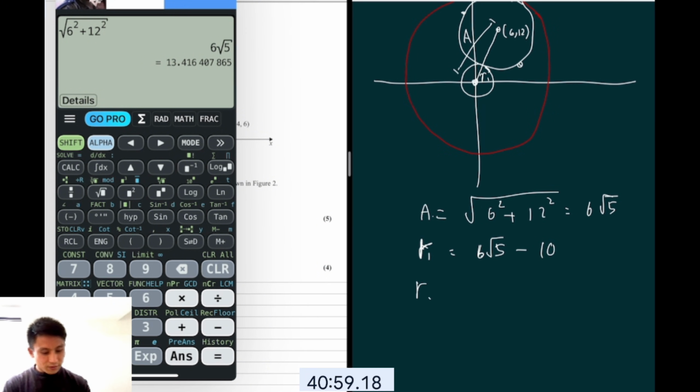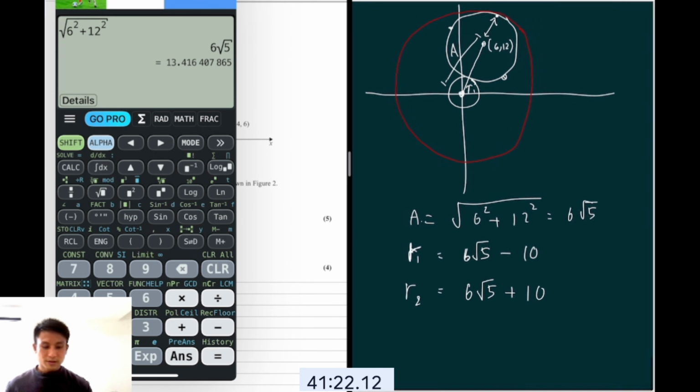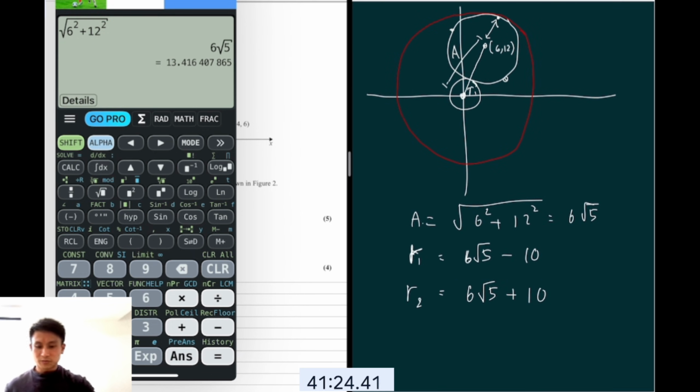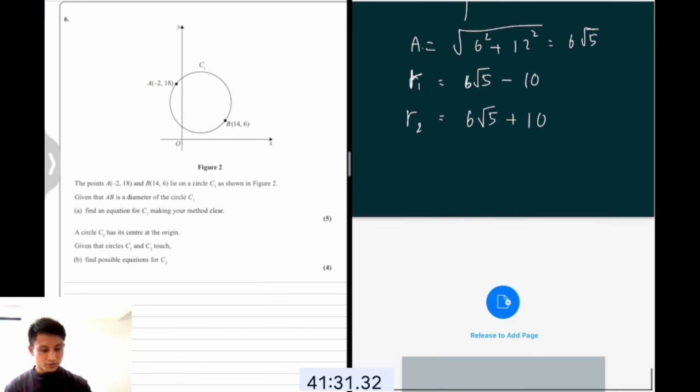And the r of the red circle, the bigger one, the other case, would be, well, you have to add another r here for the big one to get the distance from the origin to the other edge of the circle there, right? So that would be 6 root 5 plus 10, right? So now you get 2 cases for the radius. The remaining part is just working out the r squared for this, right? And then you'll get the circle.